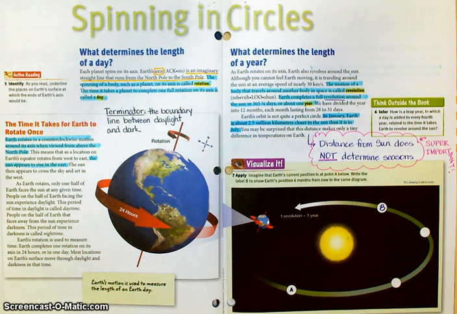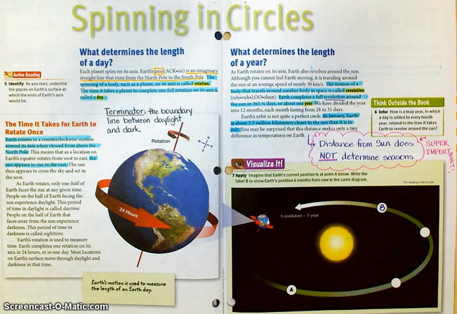Under the time it takes for Earth to rotate once, Earth rotates in a counterclockwise motion around its axis when viewed from above the North Pole. You do have to specify which pole you're talking about because it's different. Because of this, for us, the sun appears to rise in the east and set in the west. On page 227, the motion of a body that travels around another body in space is called revolution, so I highlighted that. Earth completes a full revolution around the sun in 365 and a quarter days, or about 1 year.